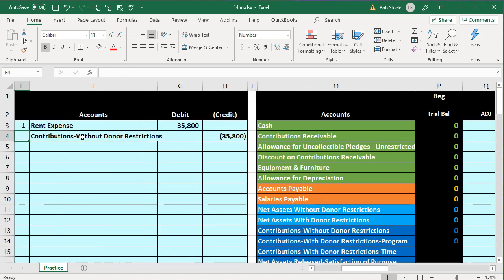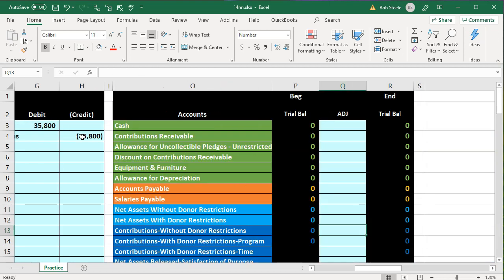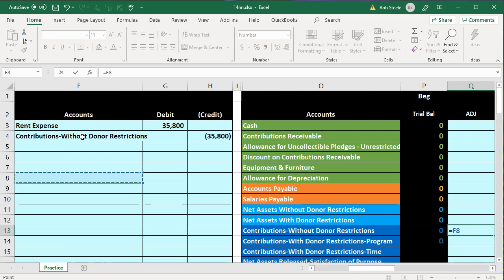And then we're going to pick up the credit. So up top, we're going to pick up the credit, which is going to be the contributions without restrictions. That's our primary bread and butter type of income statement account. We are in cell Q13. Equals, we're going to scroll back over. We're going to pick up that credit. There's the credit and enter.